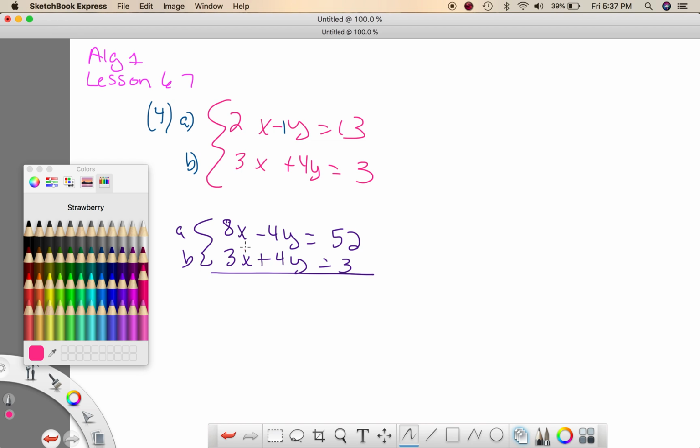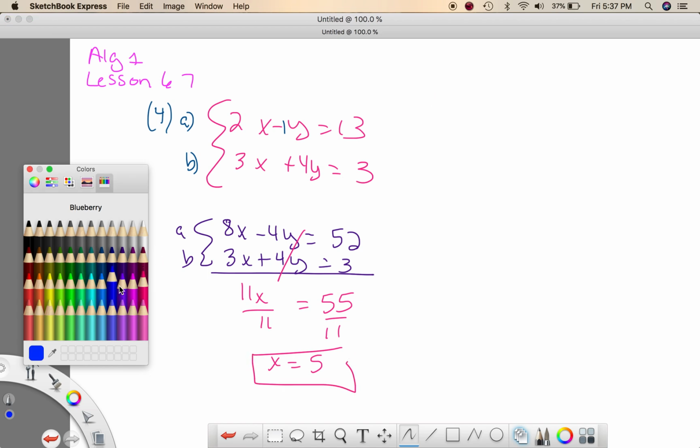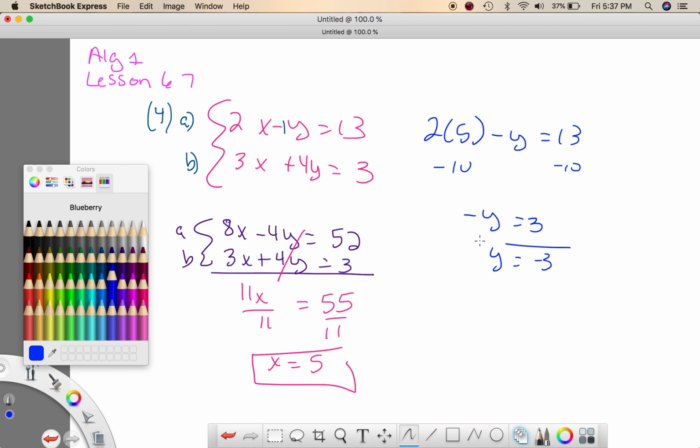So when I add them, I get 11x. This cancels out and this becomes 55. Now I divide by 11, I get x equals 5. So now how do I find y? Well, I'm going to put it into one of the equations. So 2 times 5 minus y equals 13. That's 10, so minus 10, negative y equals 3. Divide by negative 1 and y equals negative 3. So my solution here is going to be 5, negative 3.